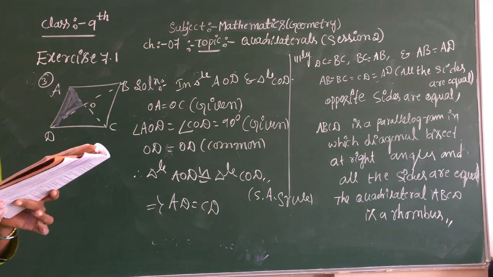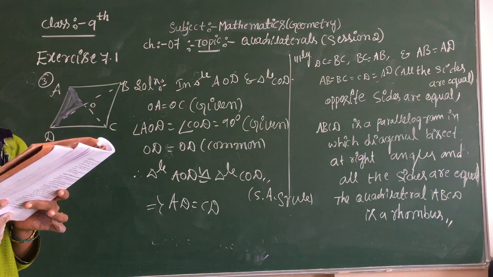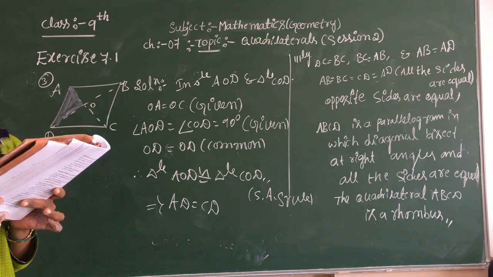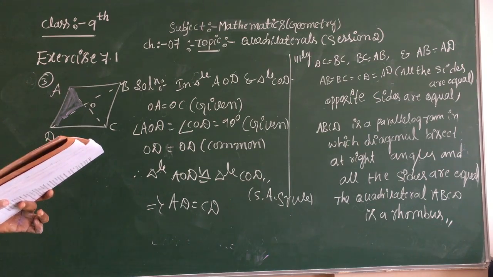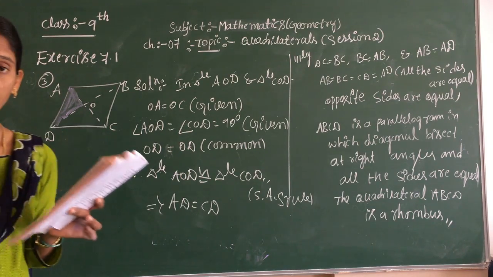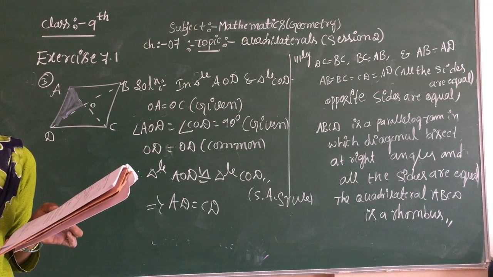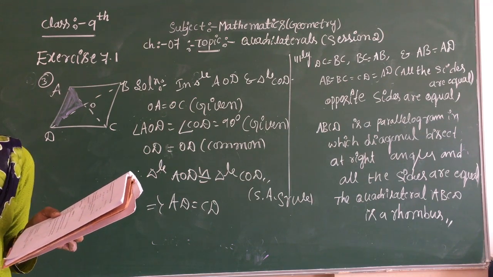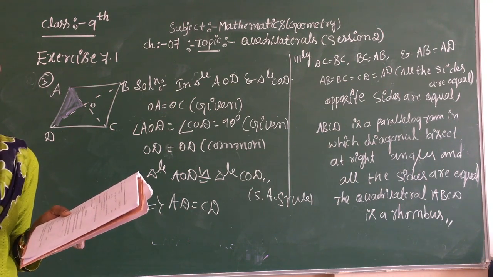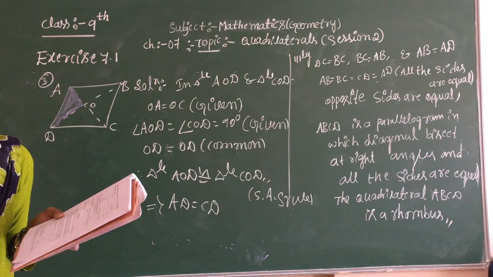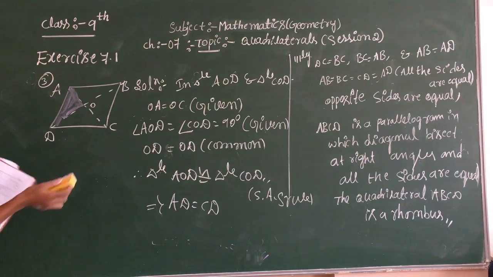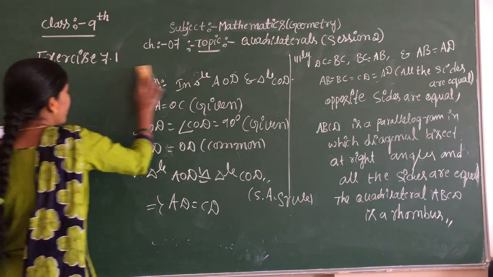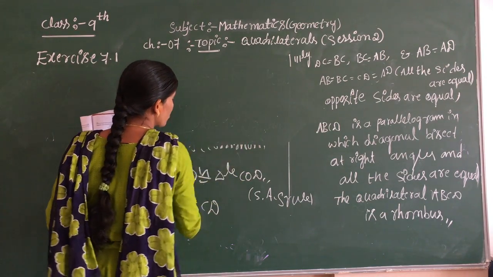Show that the diagonals of a square are equal and bisect each other at right angles. In a square also, each angle represents 90 degrees only. In a square all the sides are equal, but in a rectangle all the sides are not equal, only opposite sides are equal. Okay children, so understand rectangle and square, don't confuse them.